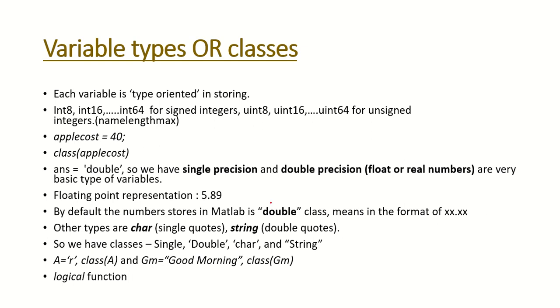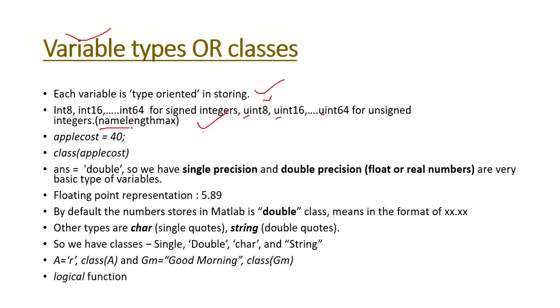Yeah, variable types, just now I gave, right, variable types. So yeah, it is going a bit lengthy, but it is valuable. Each variable is type oriented in storing. Storing means, just now I told, in one example I showed, 8 bytes and double, like that. So int8, int16, int64 for signed integers, and this u will indicate unsigned integers. And then what is variable length? How much length can we use for a variable name?